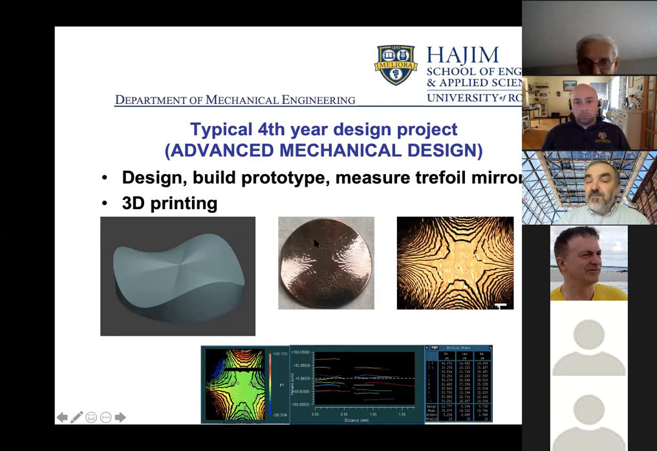In the middle is the actual 3D printed mirror. It has been coated with a very thin layer of gold in order to be able to measure the surface. This is the measurement of the surface, and then the students took different measurements across the surface to see how close to the specs the 3D design actually was. So this is a project that involved optics, mechanical engineering, manufacturing, and metrology. So it's quite nice.